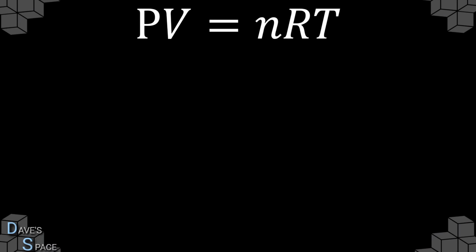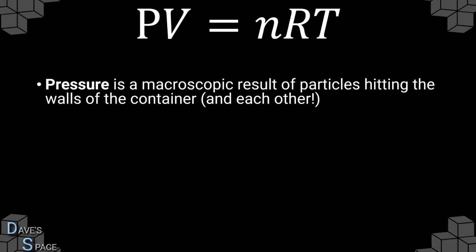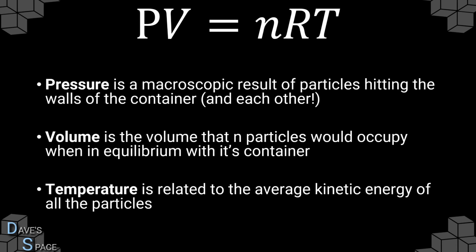And so what have we learned from the ideal gas law? We've learned that pressure is a macroscopic result of particles hitting the walls of the container. That is to say, pressure is a driving force that causes the system to change. It can cause both the volume and temperature to change. Volume is the volume that n particles would occupy when in equilibrium with its container. That is to say, pressure and temperature equilibrium. If the container is fixed, then the volume is constant. And temperature is related to the average kinetic energy of all the particles. So if particles are allowed to interact, the temperature will evolve to reach equilibrium.